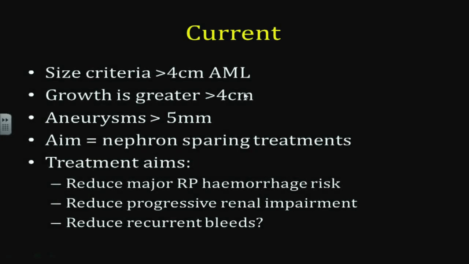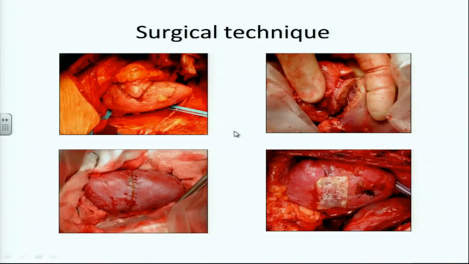So the current guidelines for intervention are a size criterion, and that's the AML being over 4 centimeters, aneurysm being more than 5 millimeters. And what we should be doing, as I've said, is to try to treat the tumour and not the kidney, and leave the kidney behind. So I'm only going to put one slide on the surgical intervention, because the majority really is radiological. But this is the surgical slide.